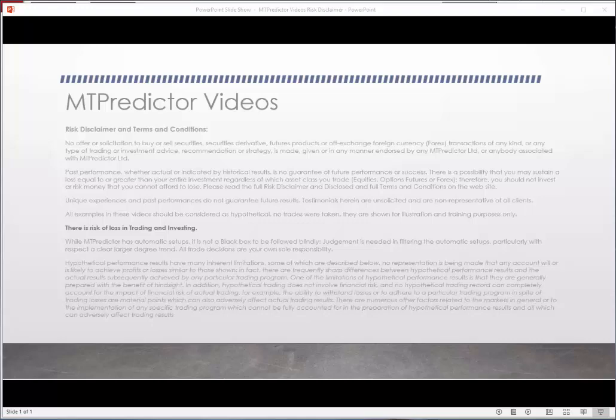In today's MTPredictor video, I'd like to look at how to use the higher time frame or multiple time frame analysis to help manage and filter your trades in MTPredictor.